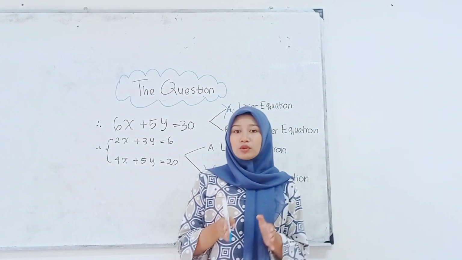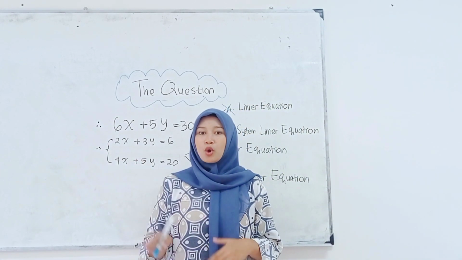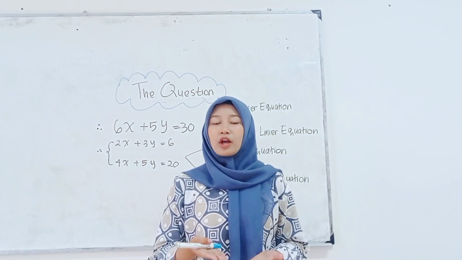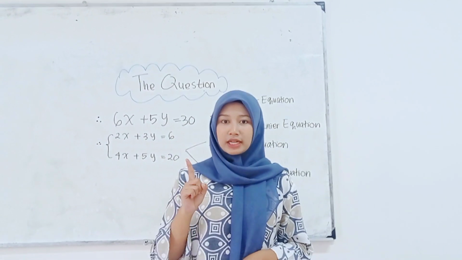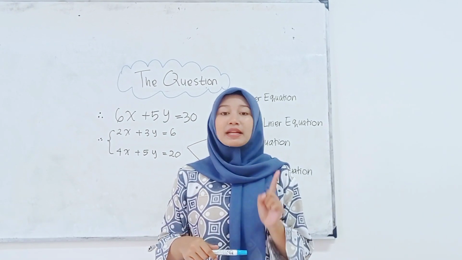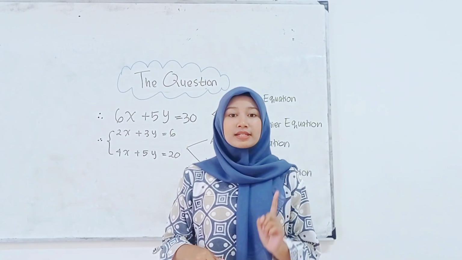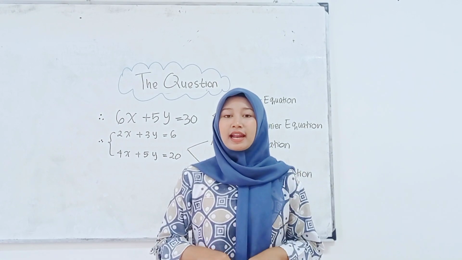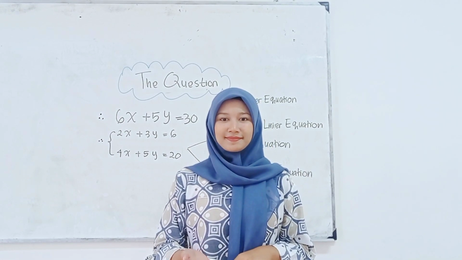Okay, after we worked through the questions on the whiteboard, we can conclude that linear equation in two variables consists of one equation, but system of linear equation consists of two or more equations. Understand, guys?